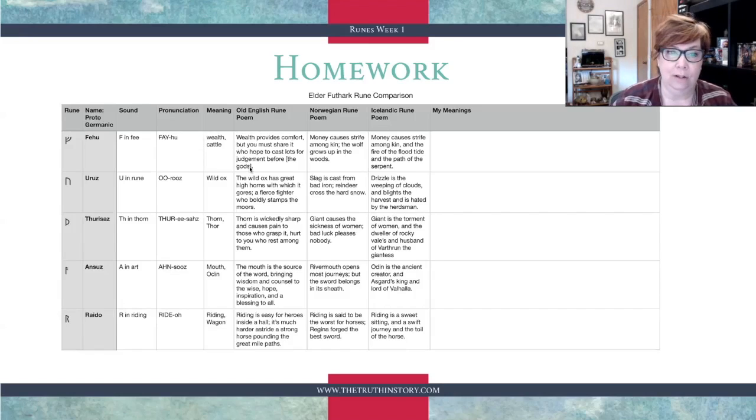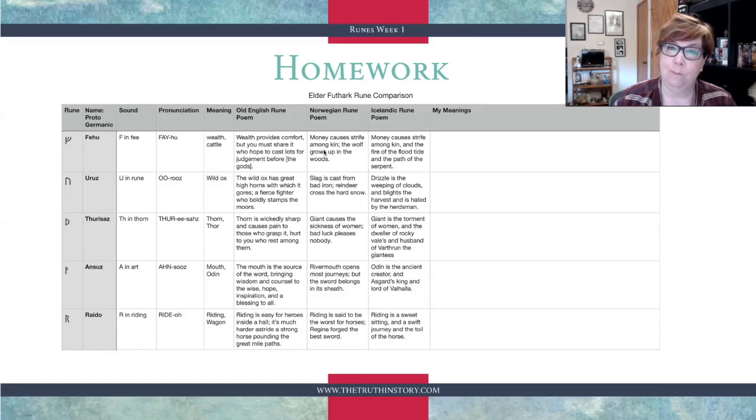Here's the Old English. Wealth provides comfort, but you must share it. Who hopes to cast lots for judgment before the gods? Money causes strife among kin. The wolf grows up in the woods. Money causes strife among kin, and the fire of the flood tide and the path of the serpent.